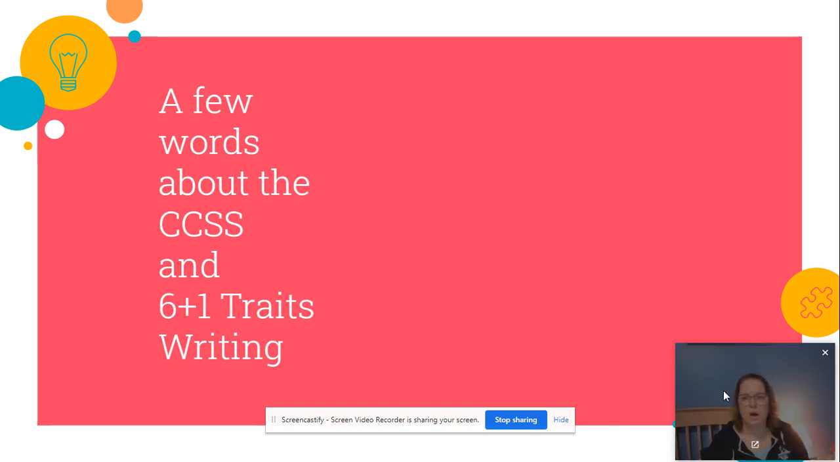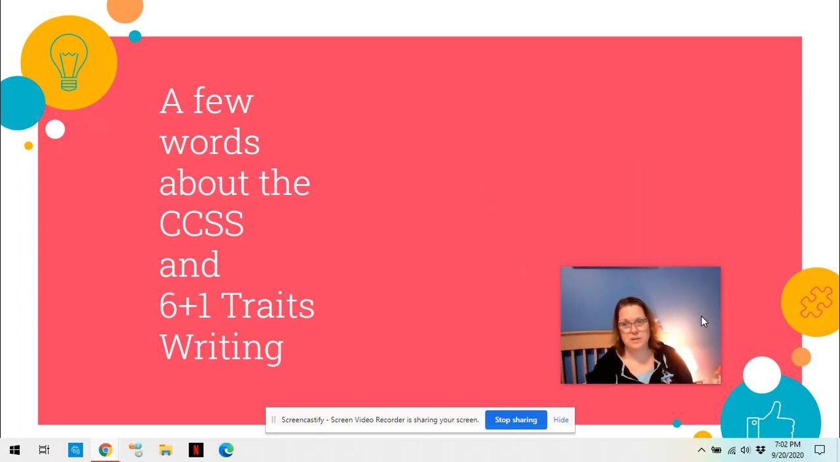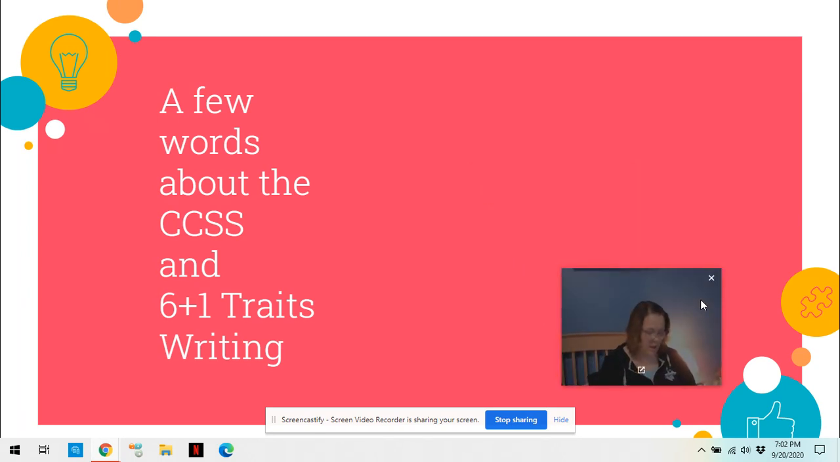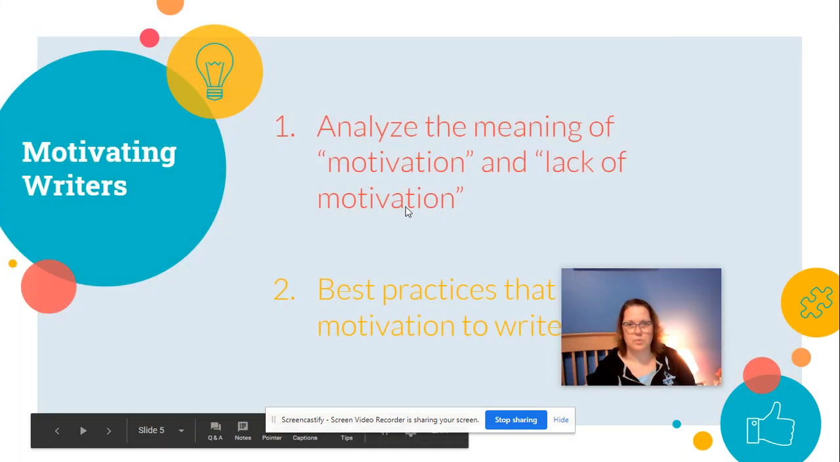Okay, so a few words about the Common Core state standards and 6+1 writing traits. All of these chapters that we will be reading, we'll be reading informational first, then narrative, then argumentative. Those are the 3 genres that your book covers, because those are the 3 genres that the Common Core state standards cover.